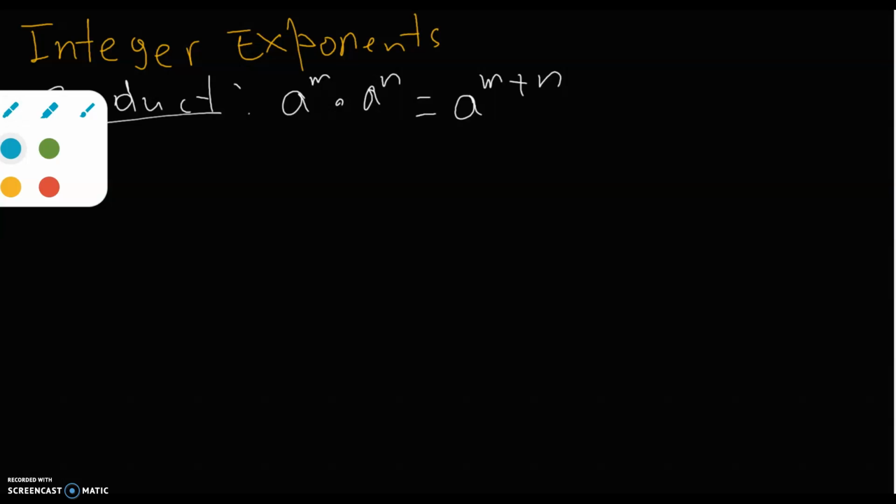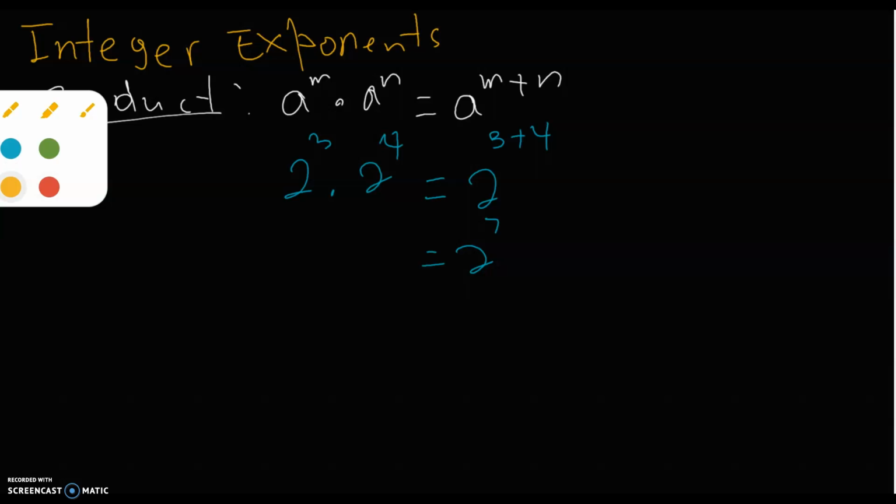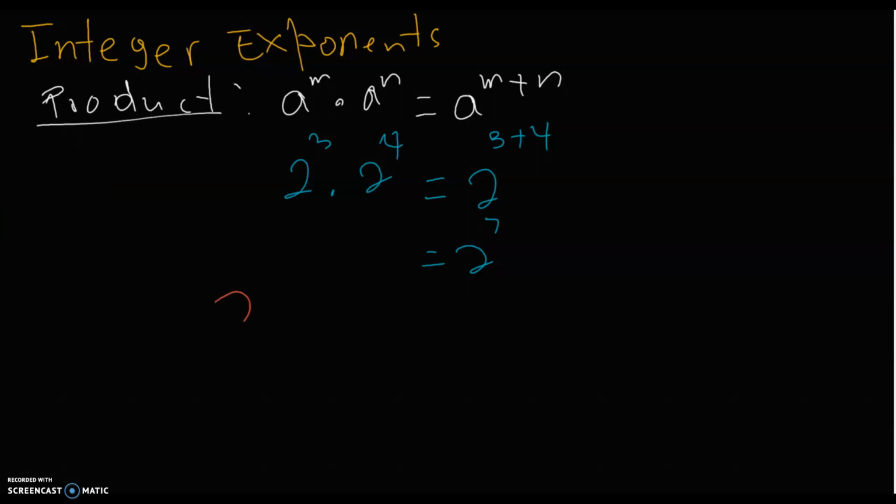So let's start with 2 to the third power times 2 to the fourth power. That equals 2 to the third power plus 4, which is 2 to the seventh power. So 2 to the seventh power is 2 times 2, 7 times, okay?